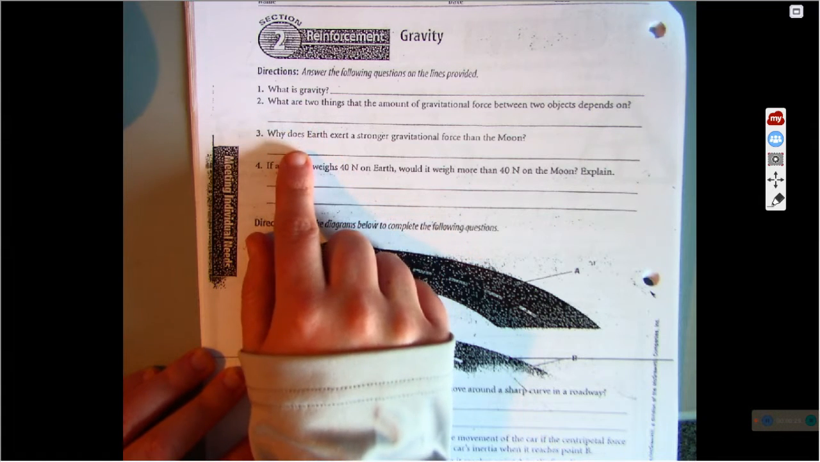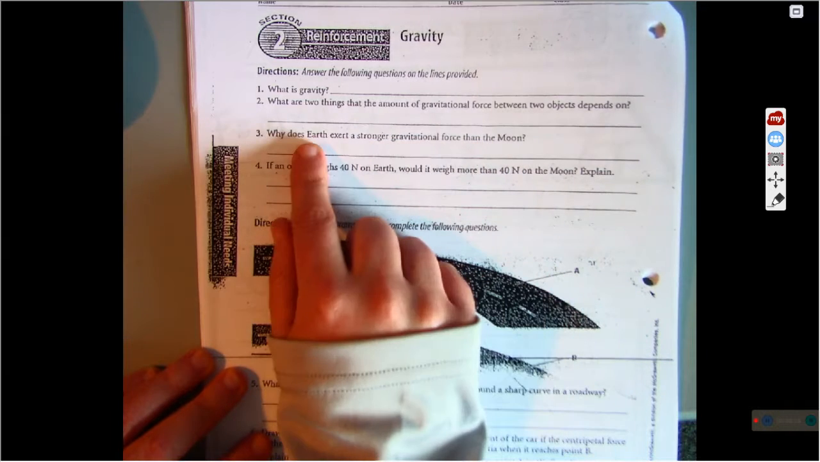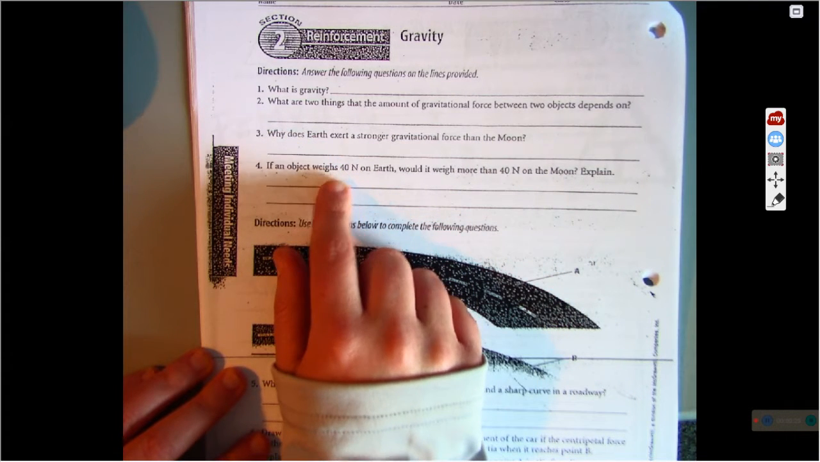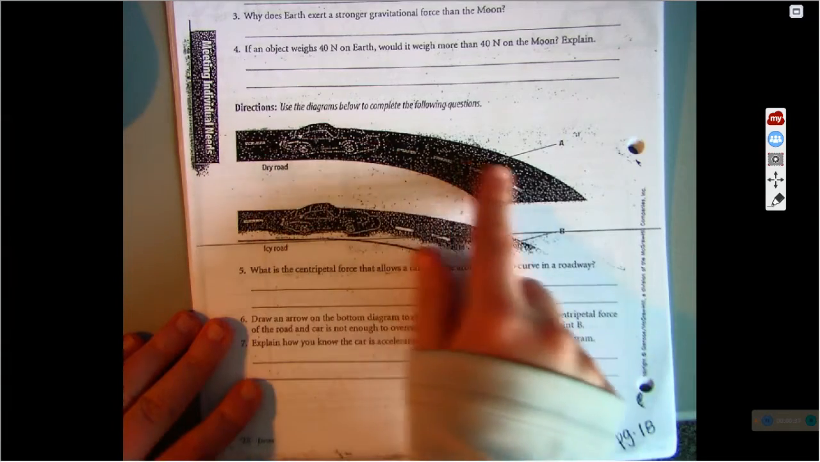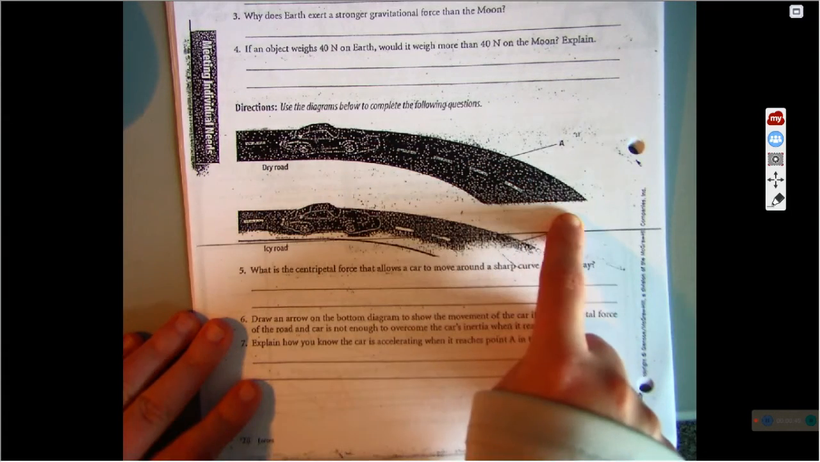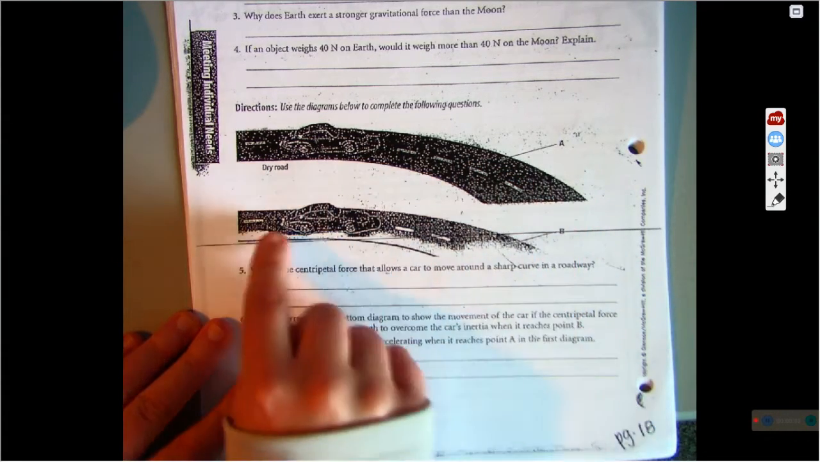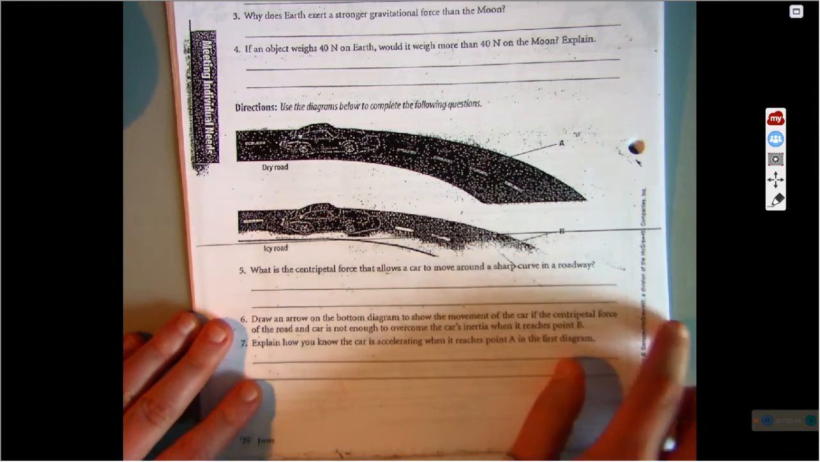All right, and tell me why Earth has a stronger gravity than the moon. It has to do with its size. All right, use your formula, weight equals mass times gravity, to figure this one out. And then look at this, centripetal force. If you had an icy road, you would go straight off this way. Why is that? Because there's not enough friction to hold you in this circular pattern.